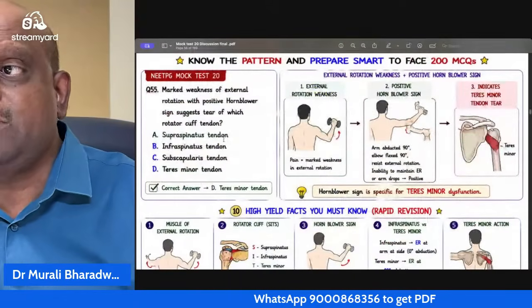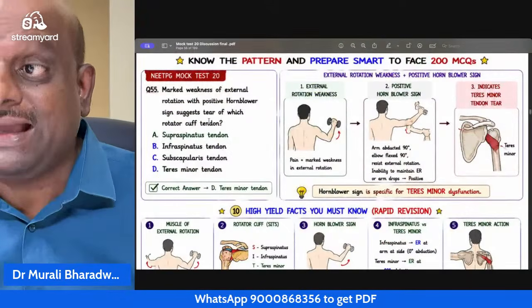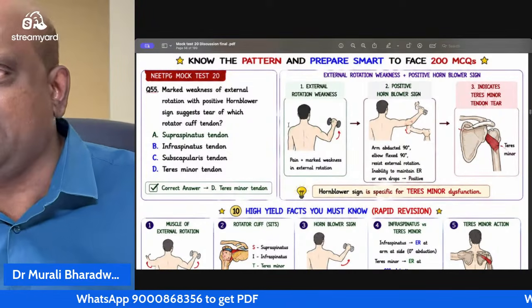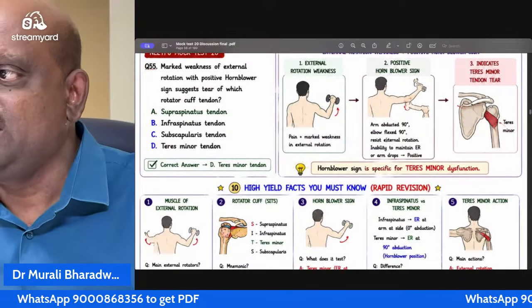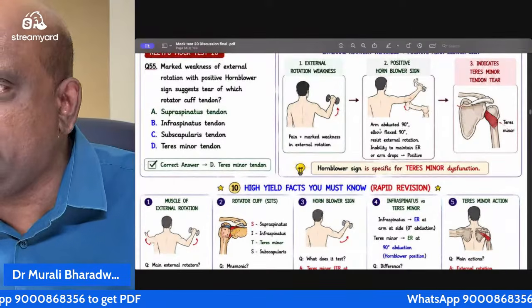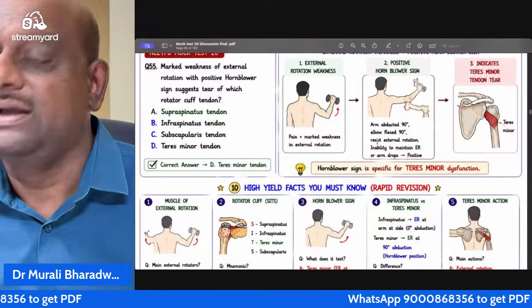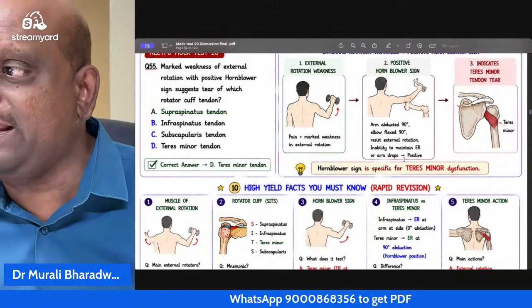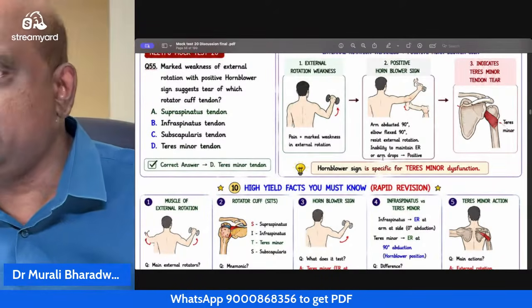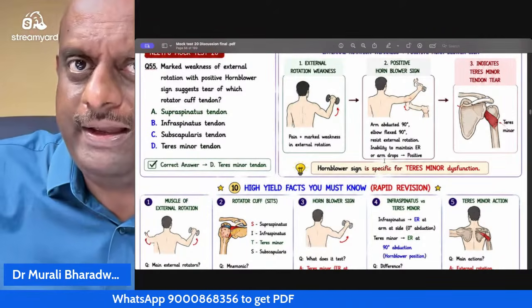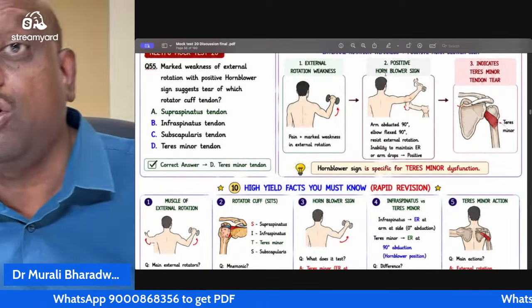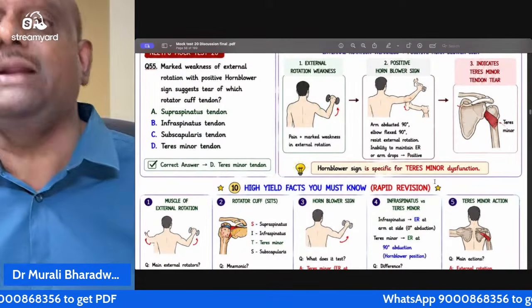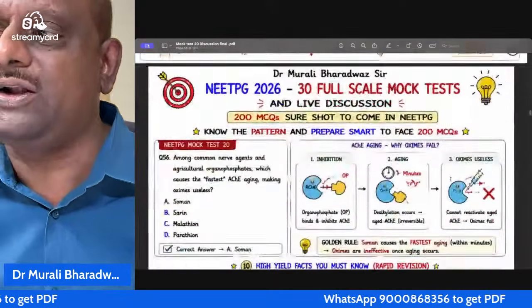Now, there's a marked weakness of the external rotation with a positive Hornblower sign. Arm abducted 90 degrees, elbow flexed 90 degrees. He will resist external rotation, and inability to maintain the external rotation, or the arm dropping, is a positive Hornblower sign, a specific sign of teres minor dysfunction, is what you need to basically remember.